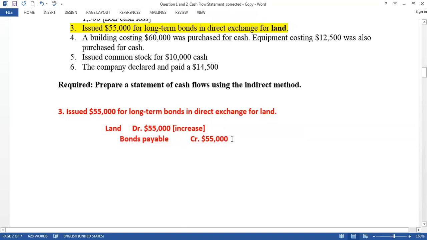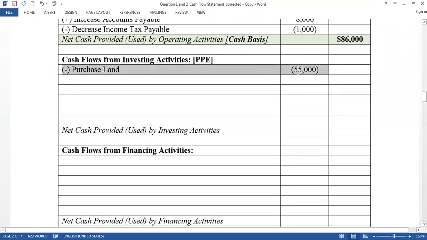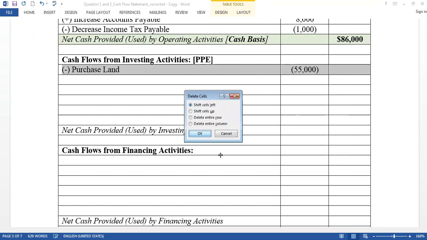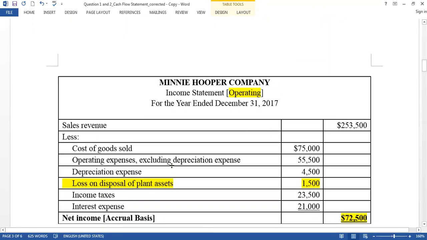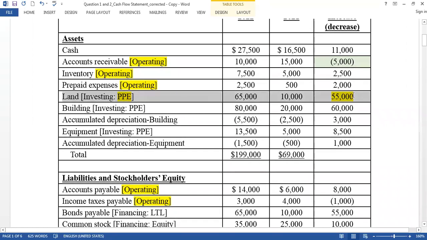Long-term bonds payable is our long-term liability. It is also increased, but it is not related with cash. So we have to delete this. Do you understand? I just deleted it. So according to this question, the land part is not related with investing activities because it is non-cash.